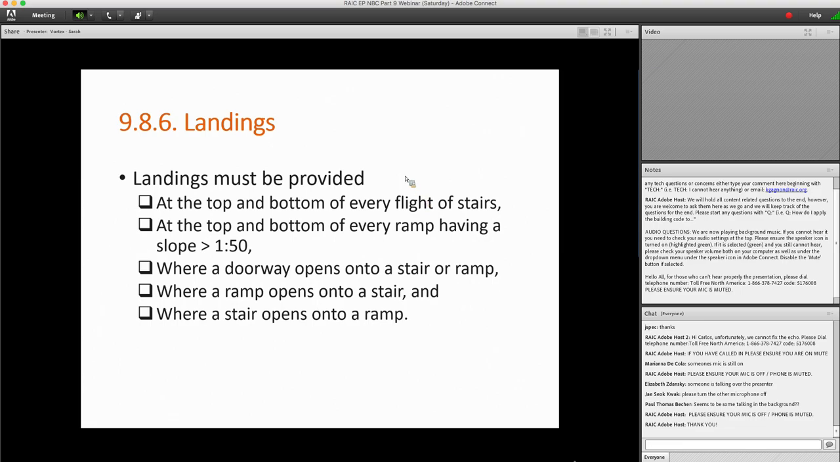So again, as discussed, landings are required at the top and bottom of every flight of stairs, and at the top and bottom of every ramp having a slope more than 1 in 50. So again, a ramp is defined as any portion of that passage that has a slope more than 1 in 50, where you have a doorway opening into a stair or ramp, where a ramp opens onto a stair, and where a stair opens onto a ramp. So this is where you require a landing.